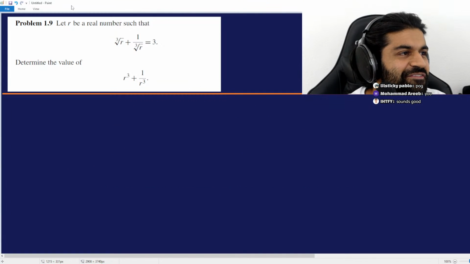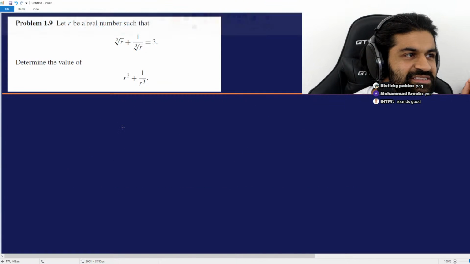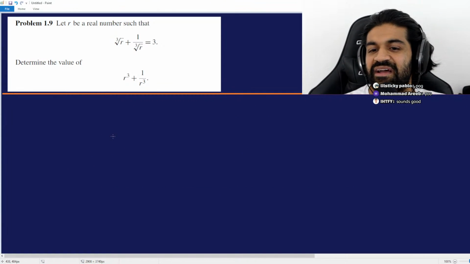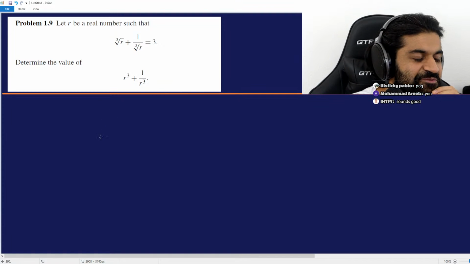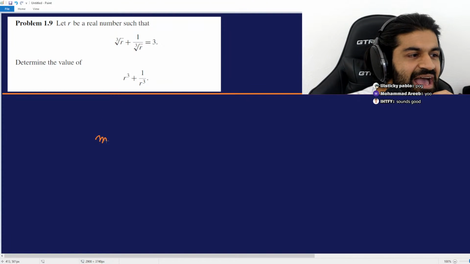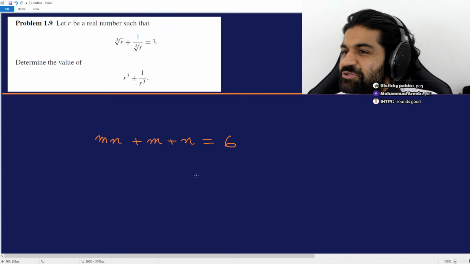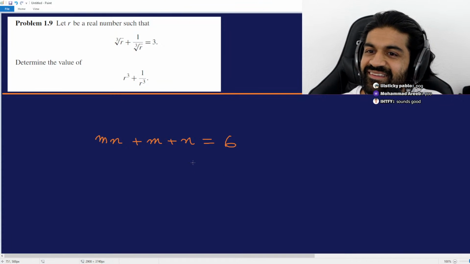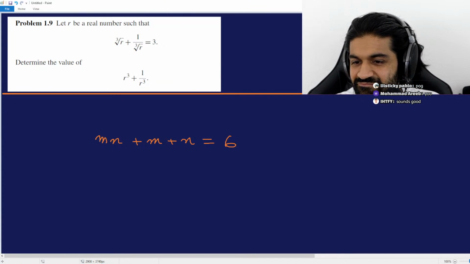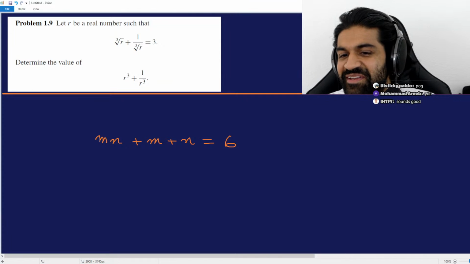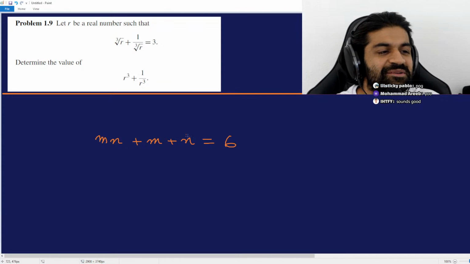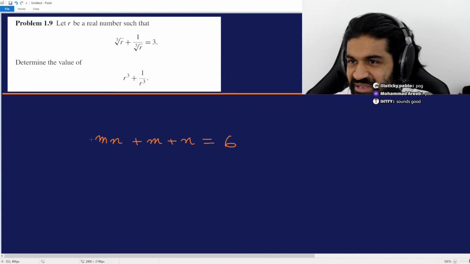One of my favorite types of problems that you can solve via a tricky factorization is something like this. Let's say m and n are integers, and m times n plus m plus n is equal to, I don't know, 6. How would you solve this problem? Let me know if there are any ideas here. How might you solve this problem?